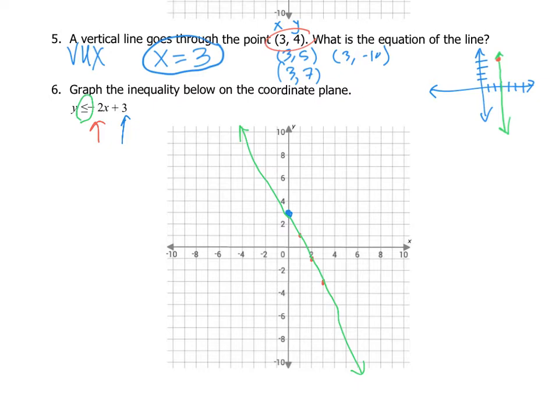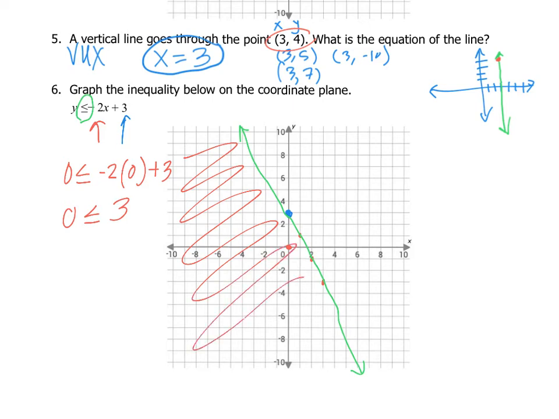And before you shade, you can double check and make sure that you're right by testing a point. So the easiest one to test is 0, 0. So if you plug in 0 for y and 0 for x, and if the statement is true, then that means that you're shading in the right area. So then we have 0. The statement is 0 is less than or equal to 3, which is a true statement. So that is right. We need to shade below. We need to shade in this area right here. So that's it. That's all we need to do.